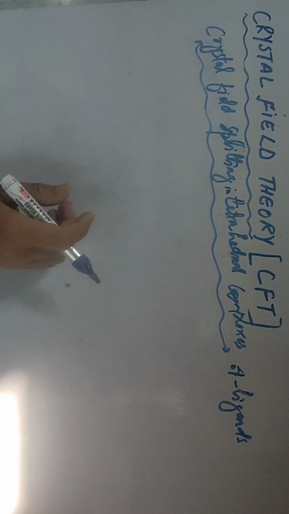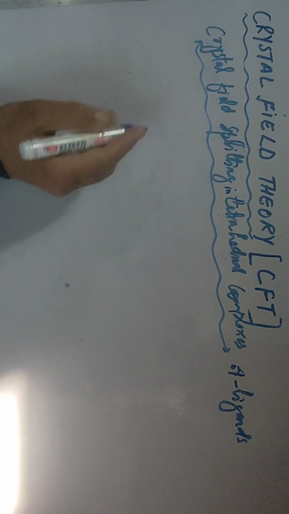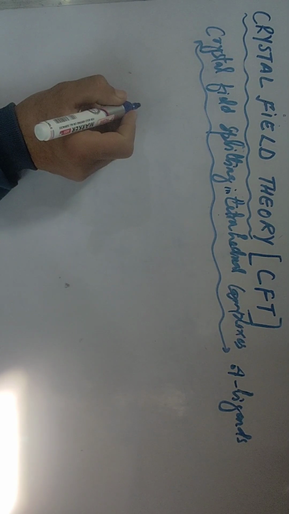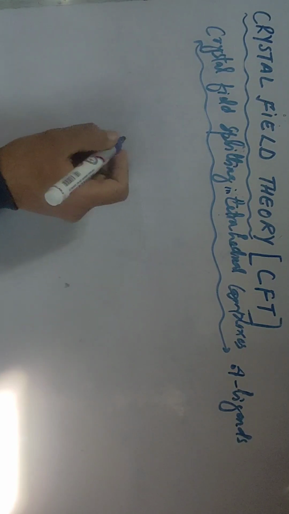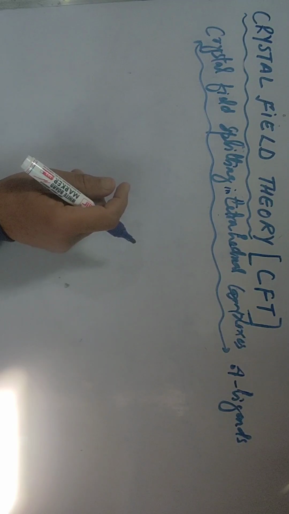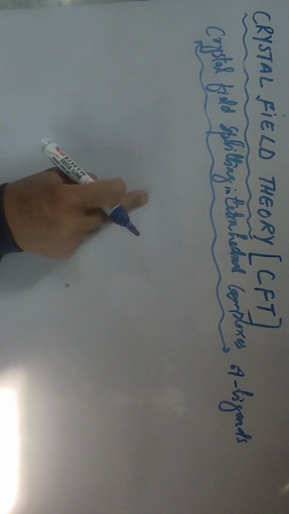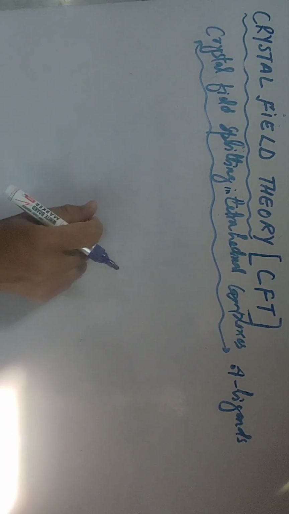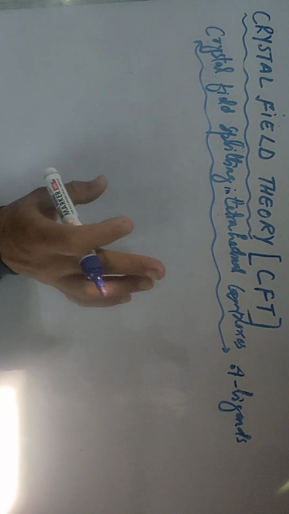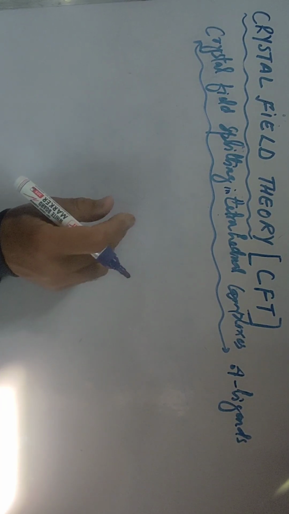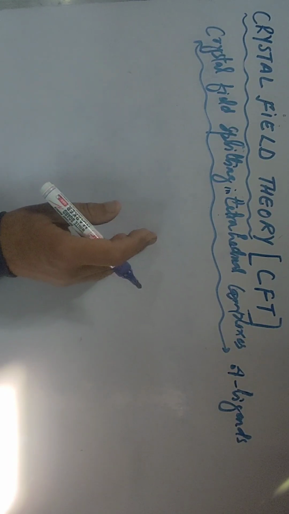If we see the splitting pattern in the case of a tetrahedral complex, it is observed that delta T is less than delta O, that is, the octahedral value, for the same metal and ligand. If you have the same metal and ligand, the crystal field splitting is less in a tetrahedral complex than in an octahedral complex, because the first reason is we have only 4 ligands. The second important reason is that all these 4 ligands are not found in the direction of the t2g orbitals.